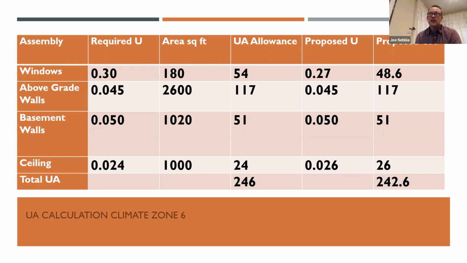And it's a way that you can get a similarly robust envelope from what the code would require, but pick the option that works best for you from a financial standpoint, from what your trades are used to putting in, whatever it is. You can have a little flexibility there within the prescriptive path.